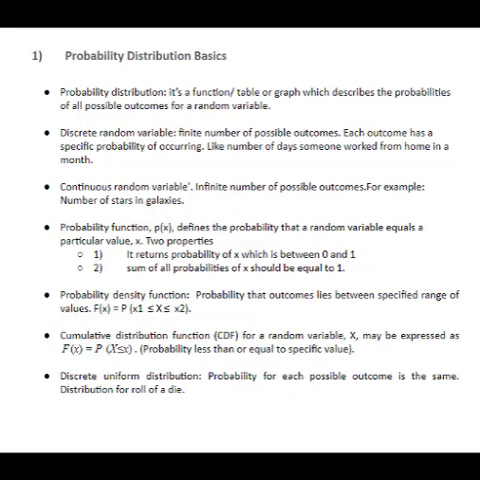And the last concept which we have here in our notes is discrete uniform distribution, where the probability of each outcome is the same. So in our example, rolling a dice, the probability of getting 1 is 1 by 6, or getting 2 is 1 by 6. So all the values have equal probability, which is equal to 1 by 6, and that is an example of discrete uniform distribution.